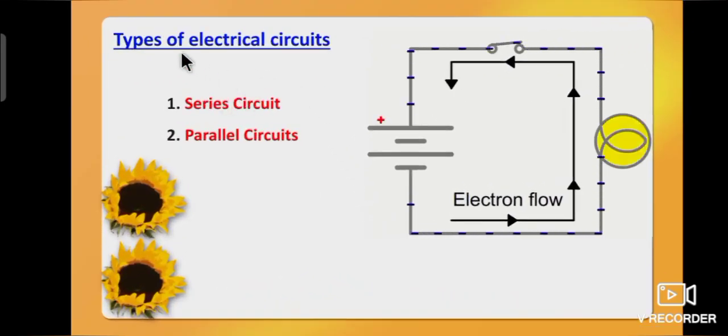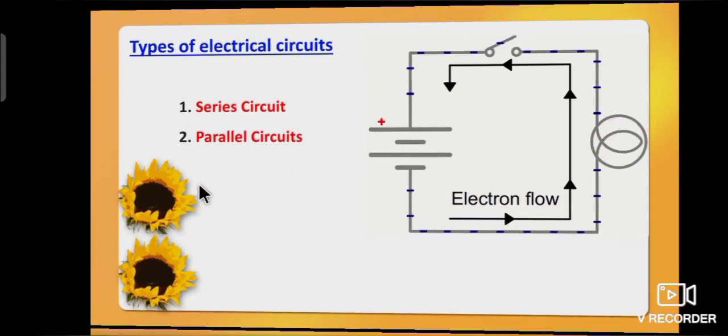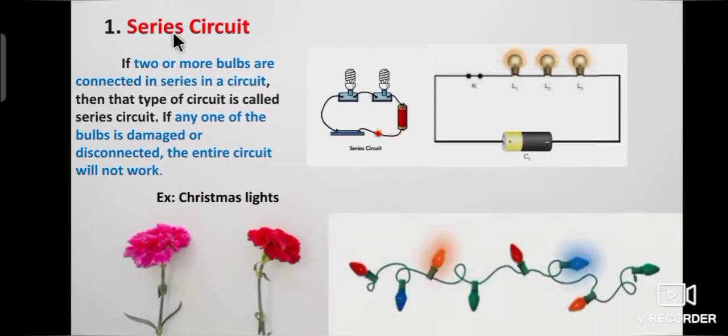Now we will learn about types of electrical circuits. Electrical circuits are classified into two types, series circuit and parallel circuit. We will see one by one. First one, series circuit. If two or more bulbs are connected in series in a circuit, then that type of circuit is called a series circuit. If any one of the bulbs is damaged or disconnected, the entire circuit will not work. Example, Christmas lights.